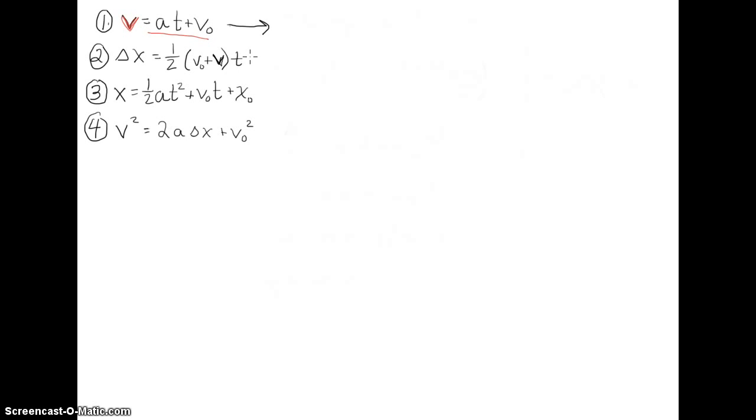If you want to know a trick to how to choose which equation to use for a given problem, what you do is you look at the equation and you figure out what variable is not in there at all. So the first equation, there's no delta x at all. The second equation, there's no acceleration. Third equation, there's no final velocity. And the fourth equation, there's no time.